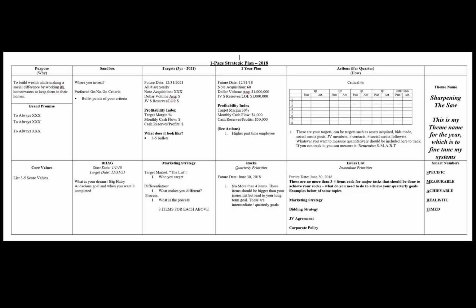I got the idea from the book Traction by Gino Wickman, as well as one of the companies I work for. A lot of people create these 30, 40, 50-page business plans, and there's just a lot in there. So what we end up doing is creating a one-page plan. And really what's on here is some of your corporate, your LLCs, your purpose, your core values, your promise, kind of things on the left on this are really, what is your company about?